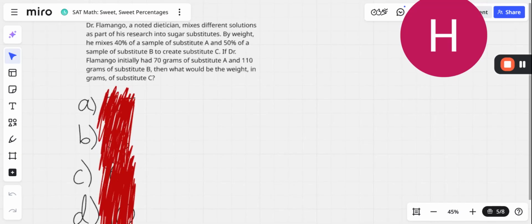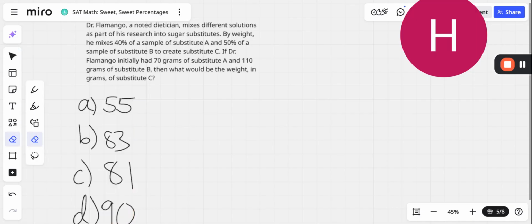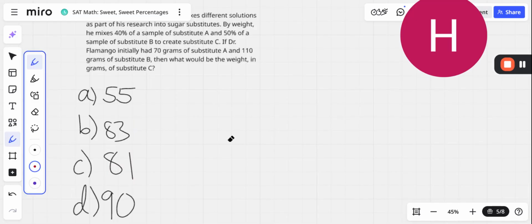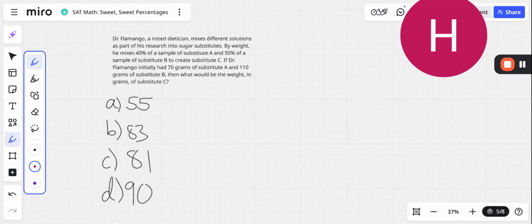As usual, go ahead and give yourself about a minute and a half. This one can be solved in under a minute, I think, if you can read the problem quickly enough. Go ahead and pause the video, give yourself some time to do it. And here are the multiple choice answers. Then when you're ready, you can unpause the video, see how we did it here. All right, let's get started.